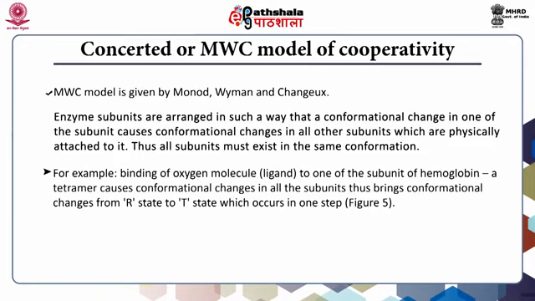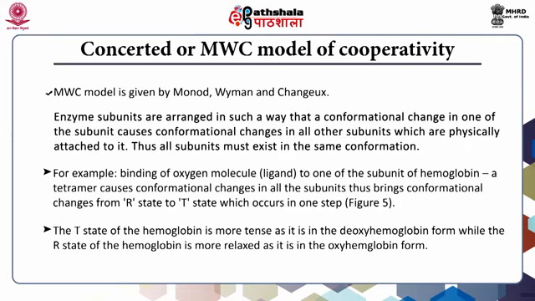For example, binding of an oxygen molecule to one of the subunits of hemoglobin. As you all know, hemoglobin is a tetramer. Binding of an oxygen molecule to one of the subunits causes conformational changes in all the subunits, thus bringing conformational change from the T state to the R state, which occurs in one step. If you see in the next slide, figure 5, the T state of hemoglobin is more tense as it is in the deoxyhemoglobin form, while the R state of hemoglobin is more relaxed as it is in the oxyhemoglobin form.